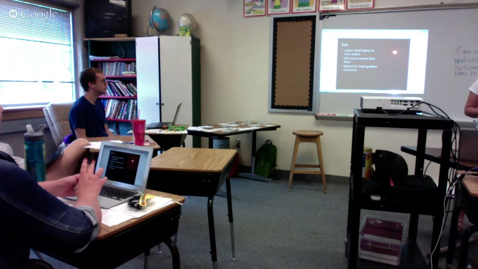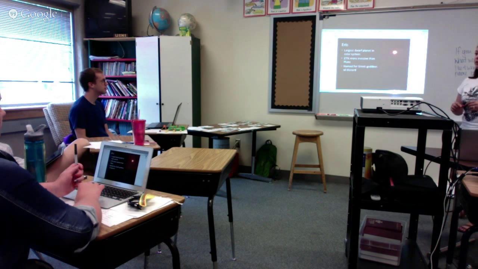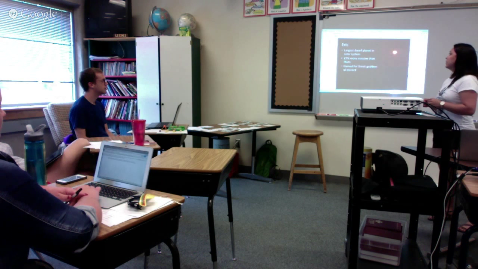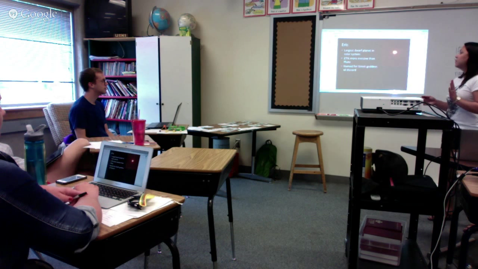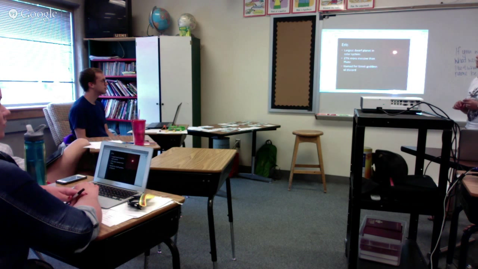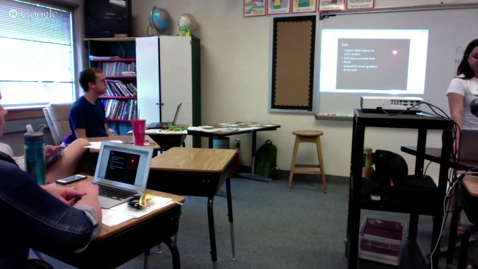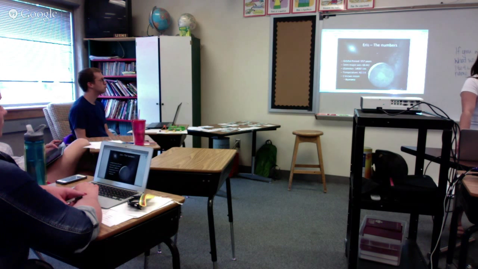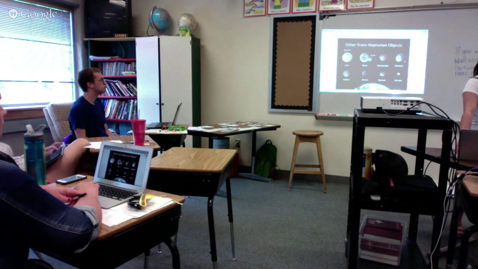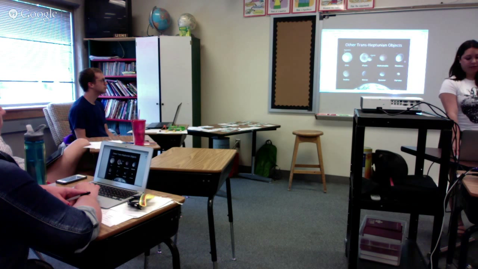Okay, so this is Eris. This is considered the largest dwarf planet. For a while, Pluto was thought to be the largest one, and it does go back and forth sometimes. But here we do see that Eris is 27% more massive than Pluto. All right, so these are some other objects that orbit out by the dwarf planets.